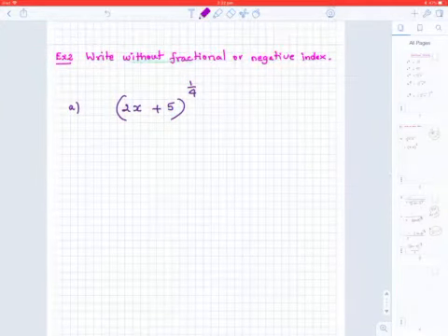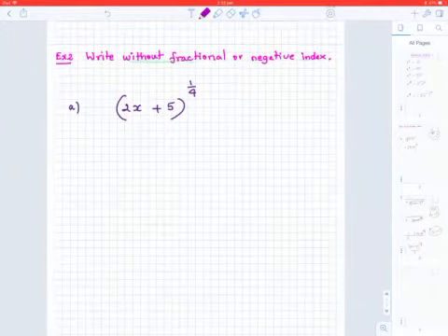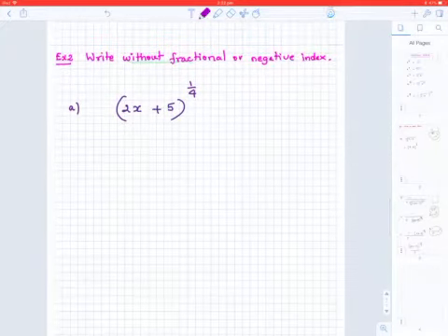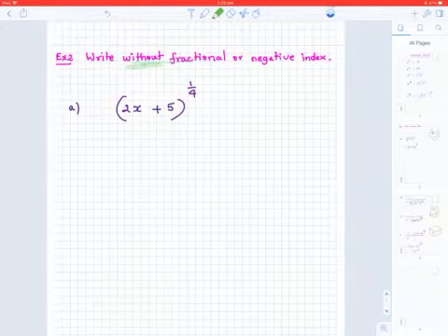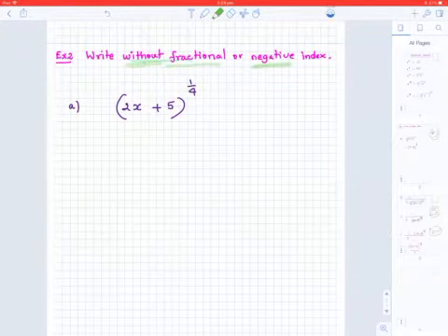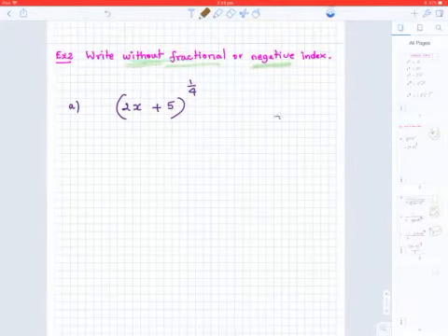Okay, now let us go to another question. This time the question is: write without fractional or negative index. Now when you look at this question, the power is 1/4, the question is 2x plus 5 to the power 1/4, and 1/4 is a fraction. And the question says you have to write without the fractional indices. So therefore, not fractional or negative. Okay, so this question has a fraction, so we have to remove the fraction.